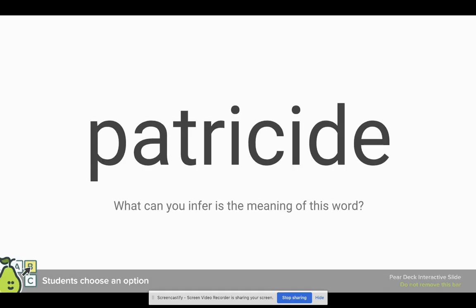Take a look at this word. This word is pronounced patricide. What can you infer is the meaning of this word? Choose your option, and when you're ready, move on to the next slide for the lesson.